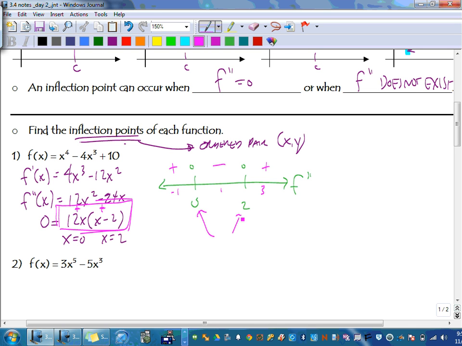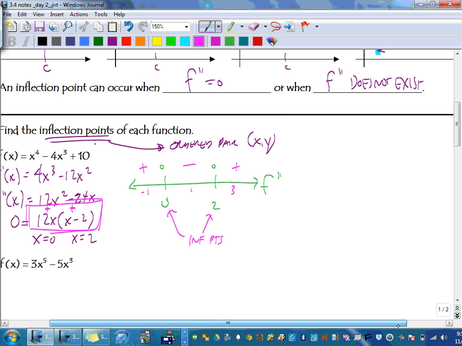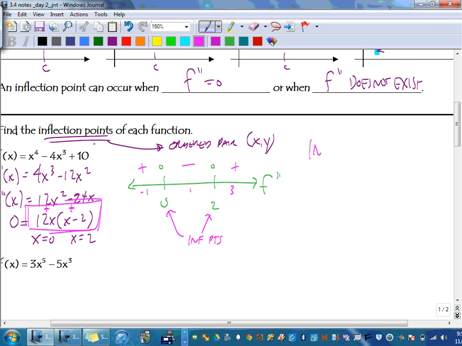So in this case, it's changing at both x values. It's changing from concave up to concave down at 0, and from concave down to concave up at 2. So they're both going to be inflection points. But remember, we want our answer to be in an ordered pair. So we're going to have one point at 0 something, and the other one's going to be at 2 something.